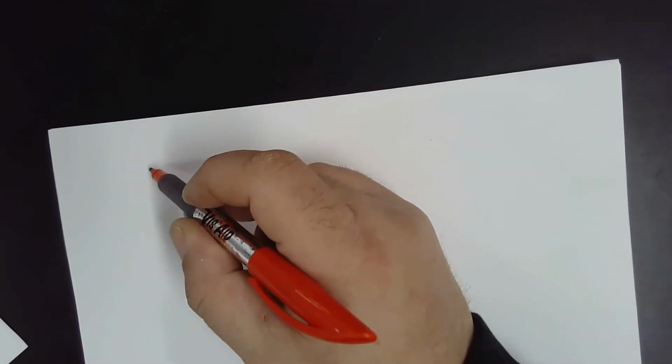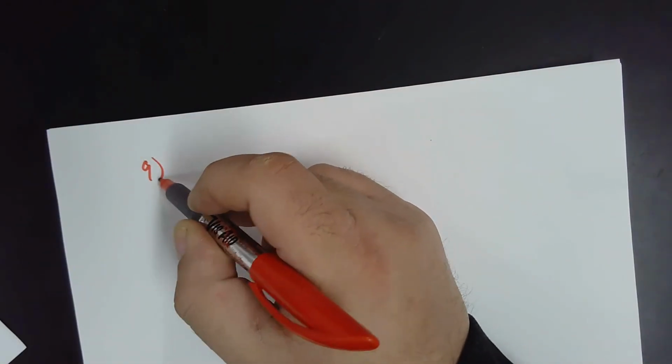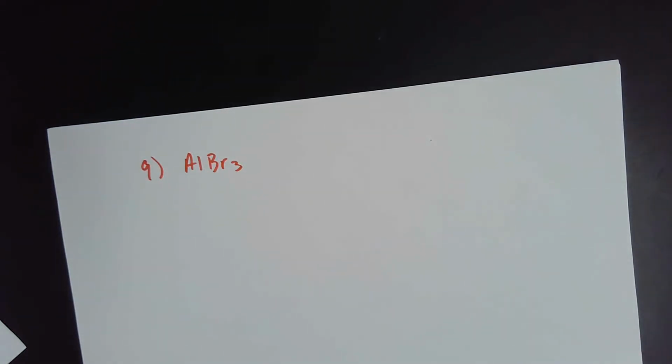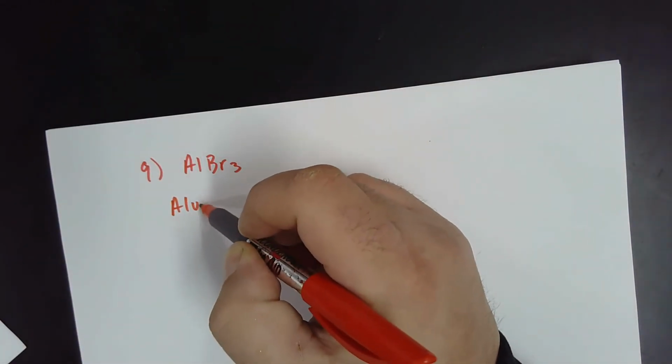I got to pull this up this way. All right, number 9 gives me AlBr3. Do I need a Roman numeral for aluminum? No. Why not? It's not a transition metal. We know it's charged, so I'm just going to write aluminum.